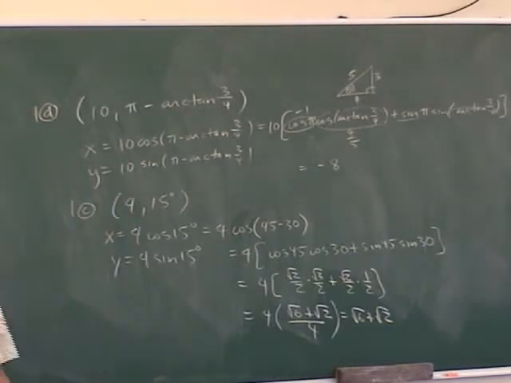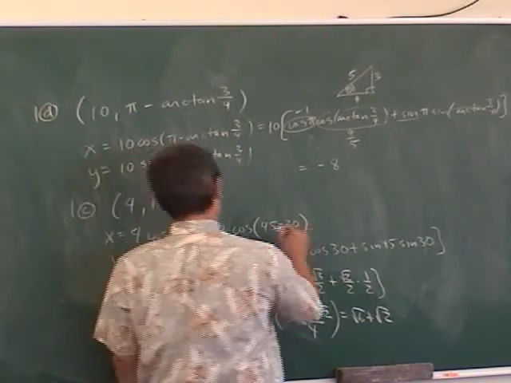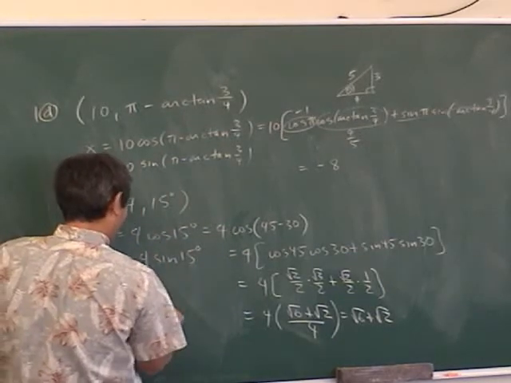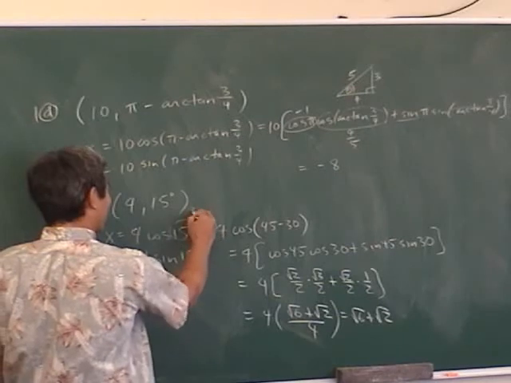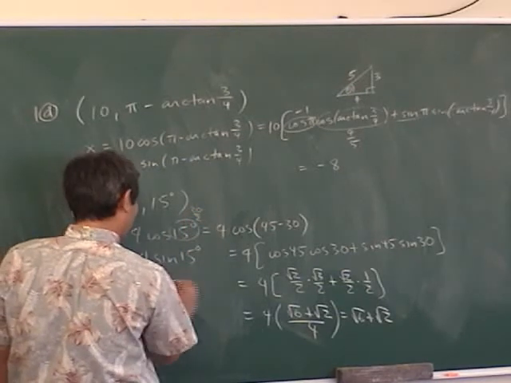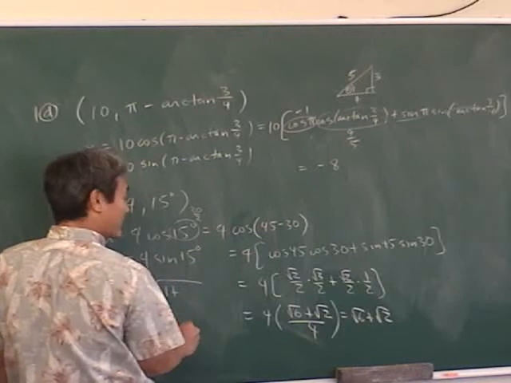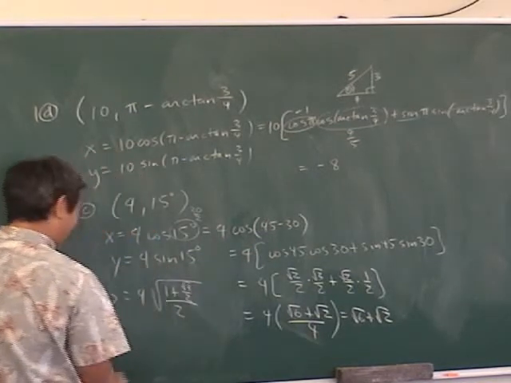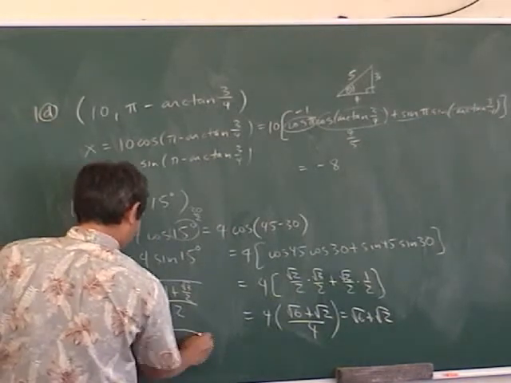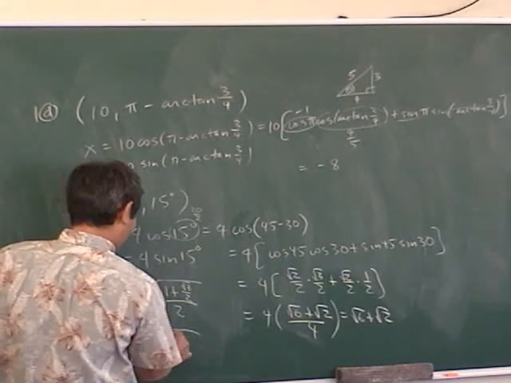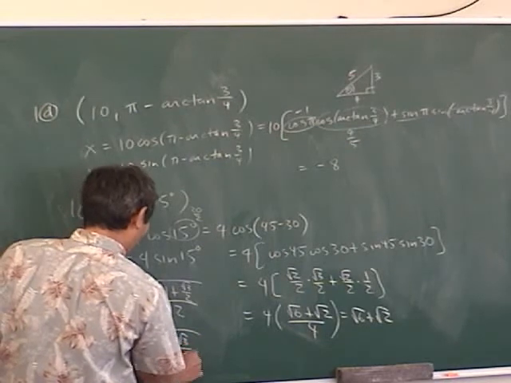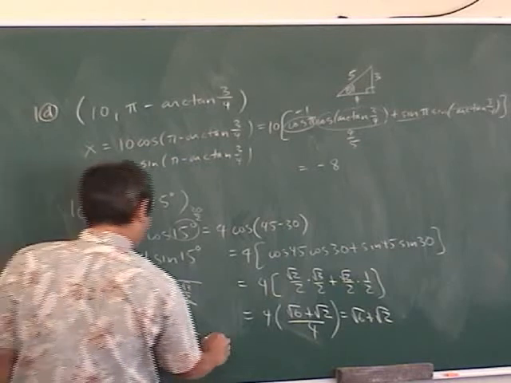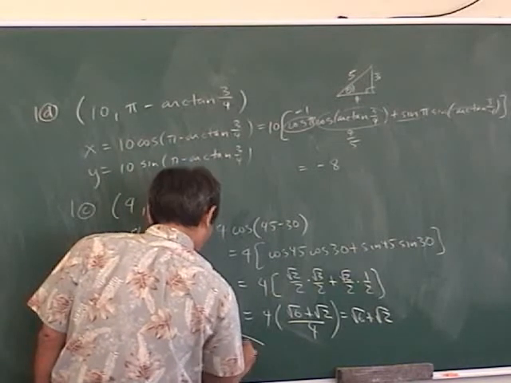But what if you use half angle? Cosine of 15 degrees is the same thing as cosine of 30 over 2. So that's going to be the square root of (1 plus cosine of 30, which is root 3 over 2) all over 2. But you can't leave it like that. Simplify fully: multiply top and bottom by 2, so that's 2 plus root 3 over 4. The 4 comes out of the radical as a 2, so you get root (2 plus root 3) over 2.